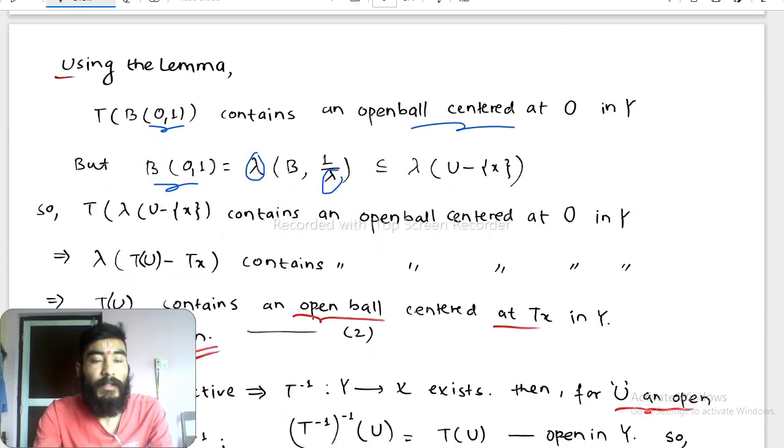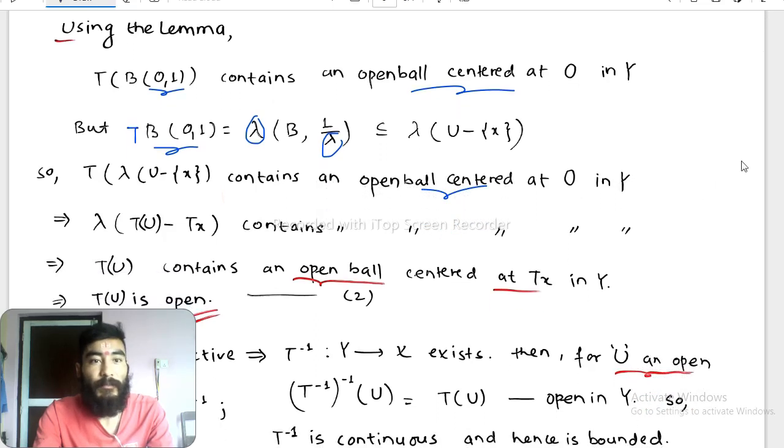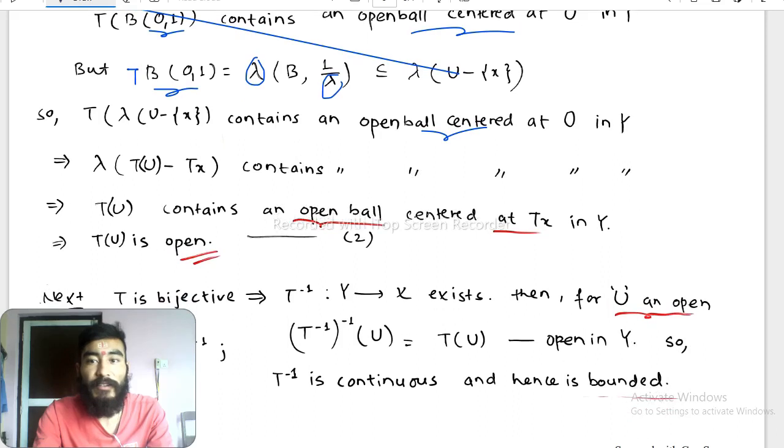Now since the open unit ball B(0,1) is a subset of lambda times U minus x, we apply the mapping T on both sides. T of this ball is a subset of this set, and since the image of B(0,1) contains an open ball, the image T of lambda times U minus x also contains an open ball which is centered at 0 in Y. Because this set is a subset of this set and T of B(0,1) contains an open ball, so T of lambda times U minus x also contains an open ball centered at 0 in Y.